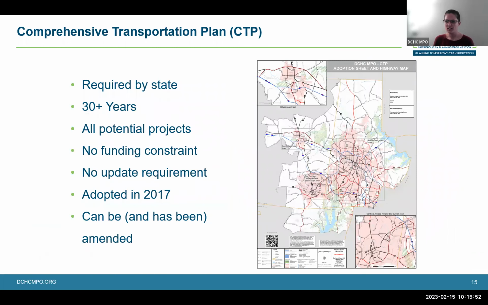So for more information on the comprehensive transportation plan, this is required by state. It is that 30+ years, like we said before. This is all potential projects that would be happening in the MPO area. So this is comprehensive. This is getting together everything that we're looking at that potentially could happen in that time frame. This doesn't have a funding constraint or an update requirement. And like we said, it can be amended and has been amended. So it's not like this just sits there and we never look at it again. This is something that does get amended as things do change.